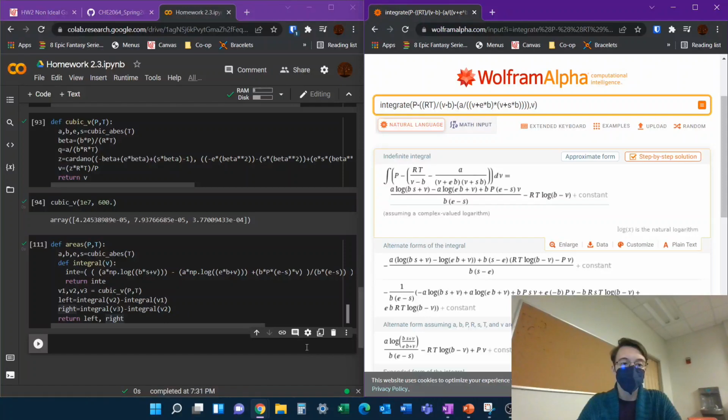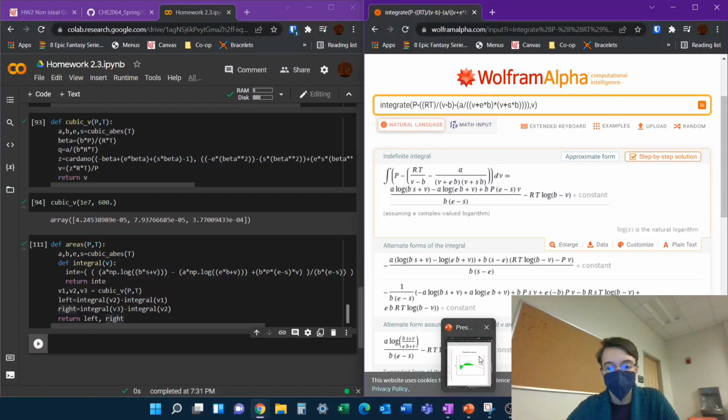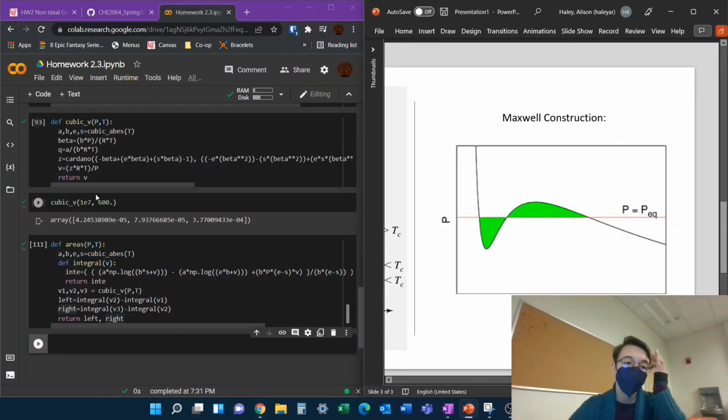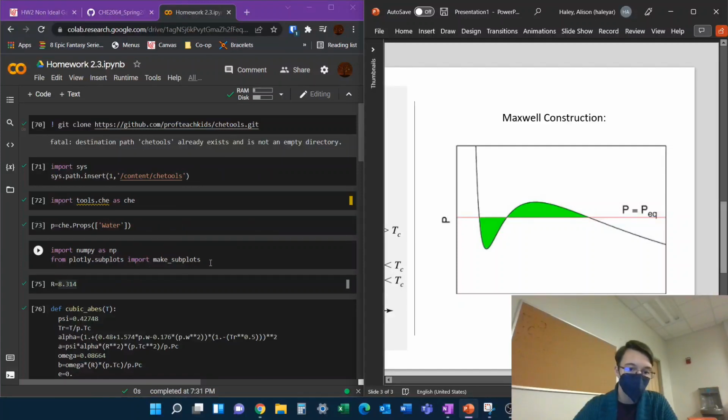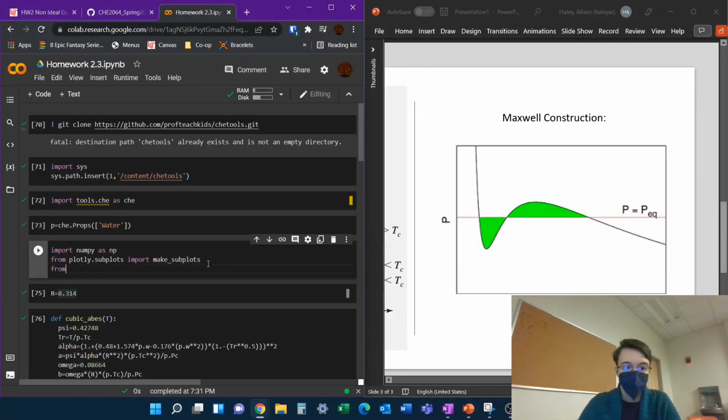Alright, so the next thing we're going to want to do is find where these two areas are equal to 0. So we're going to be doing that using the root function that I've showed you how to use in previous videos. And so we're going to need to import that. So from scipy.optimize, we're going to import root. Alright, we'll enter that in.